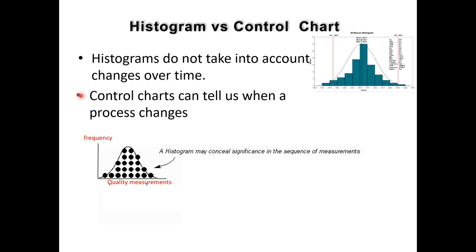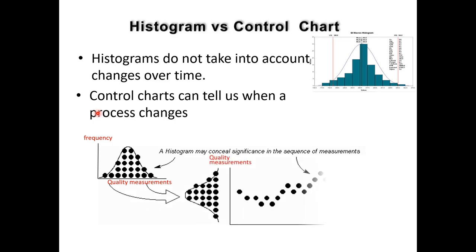But what a control chart can tell you is when the process changes. A histogram only tells you the distribution of the quality characteristic, but a control chart has one more dimension, which is the time dimension, which is not available from a histogram. So with the same set of data, you can come up with a control chart.